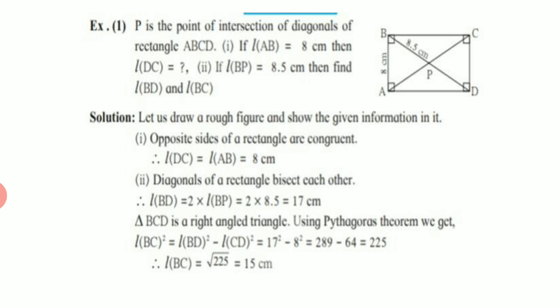Triangle BCD is a right angle triangle. Using the Pythagoras theorem, we get length BC square is equal to length BD square minus length CD square, which is equal to 17 square minus 8 square, which is equal to 289 minus 64, which is equal to 225. That is, length BC is equal to 15.